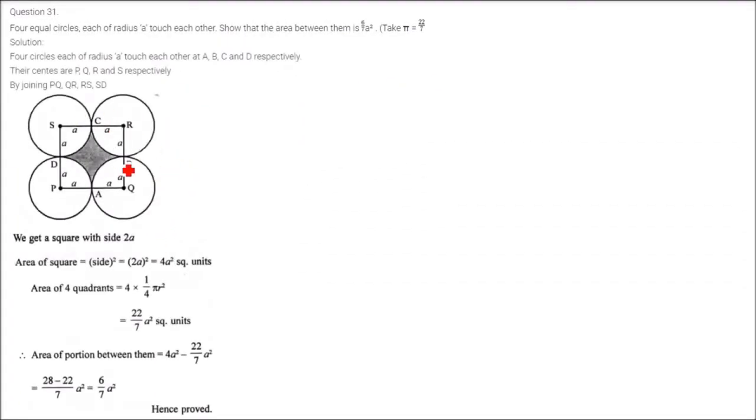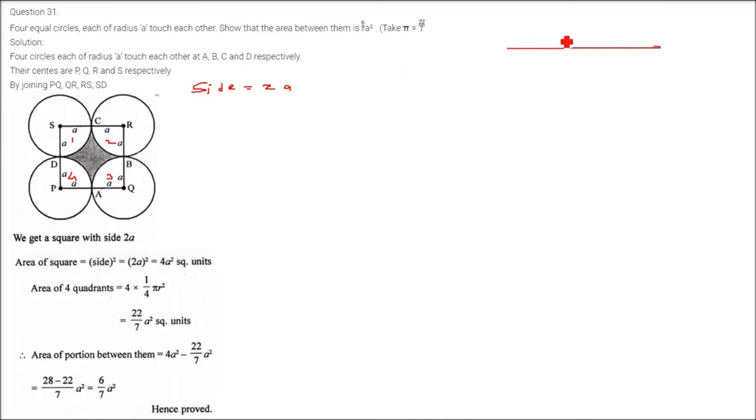Now we have 4 equal circles, each of radius a. They touch each other. Show that the area between them is this much. See, if you join these centers and the radius is a, the side of the square being formed here is 2a. So we have to find the area of the square and subtract these 1, 2, 3, 4 quadrants from it. But the quadrants are nothing but a circle. If you combine these 4 quadrants, they will make a circle only. I hope you got the idea.